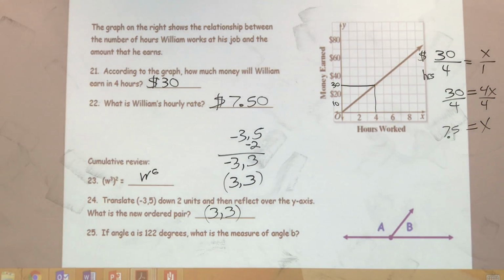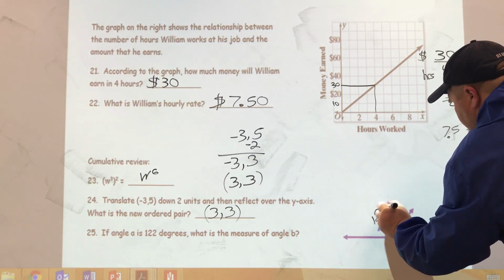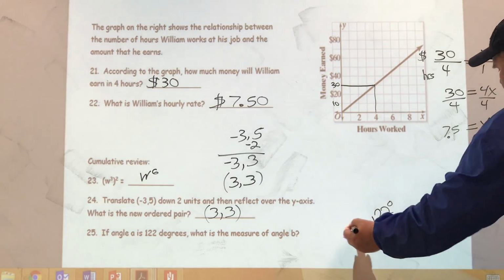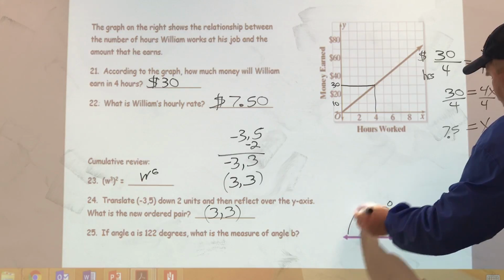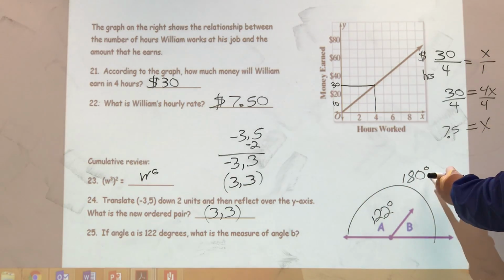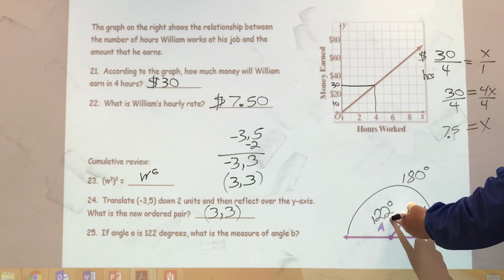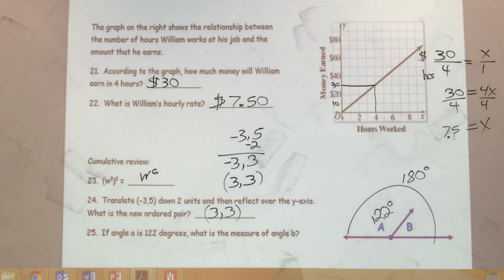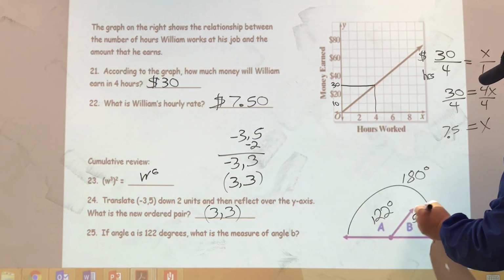25, if angle A is 122 degrees, I'll write that in, 122 degrees, what is the measure of angle B? Well, we can see we have a straight line here, so altogether, these two have to make 180 degrees. If together they make 180, and A is worth 122, we simply subtract. 180 minus 122 is 58 degrees.